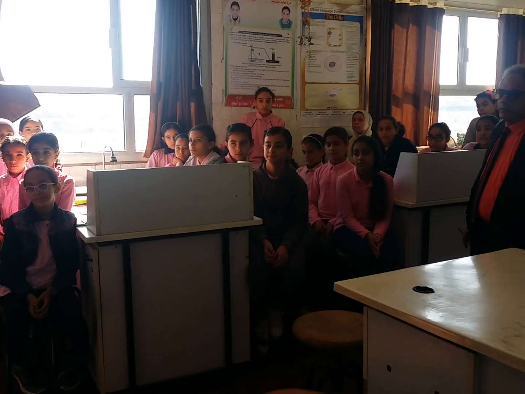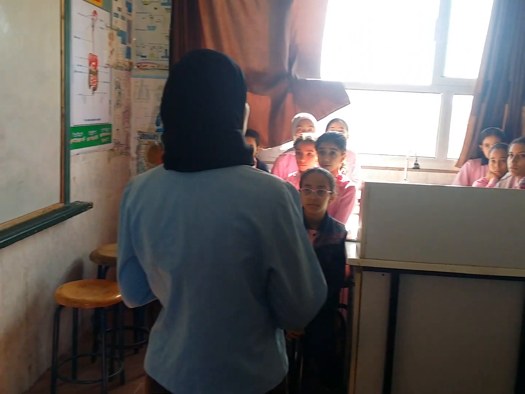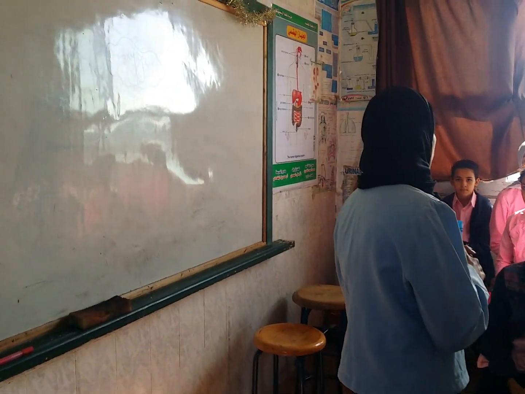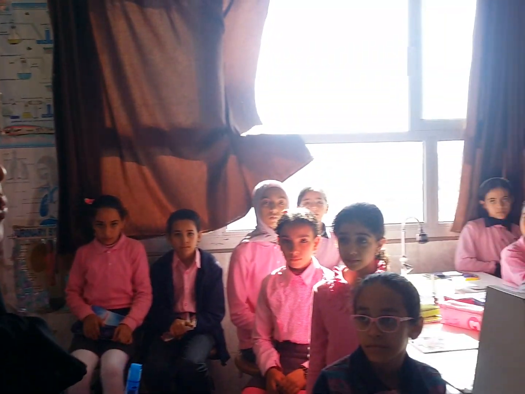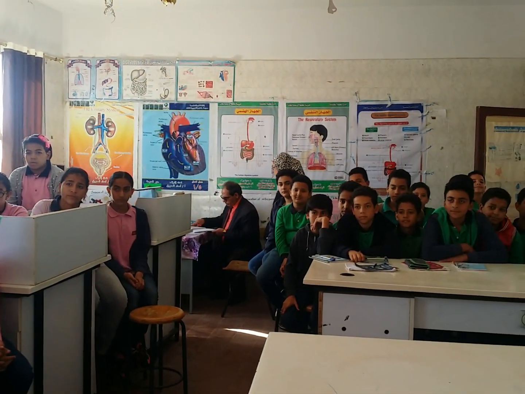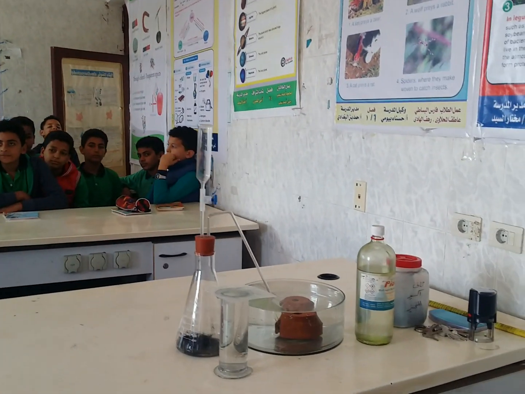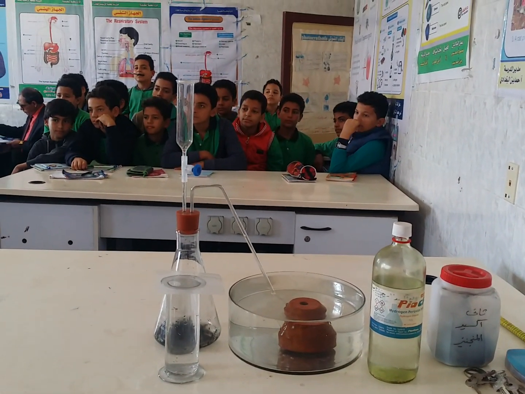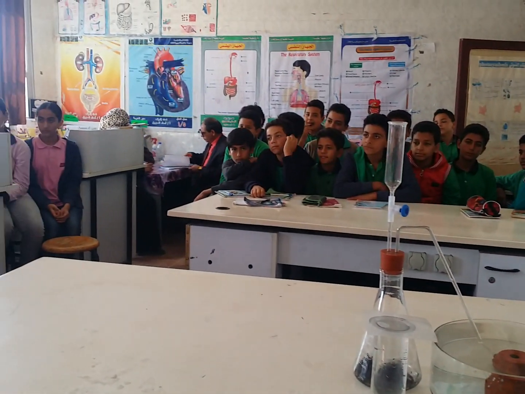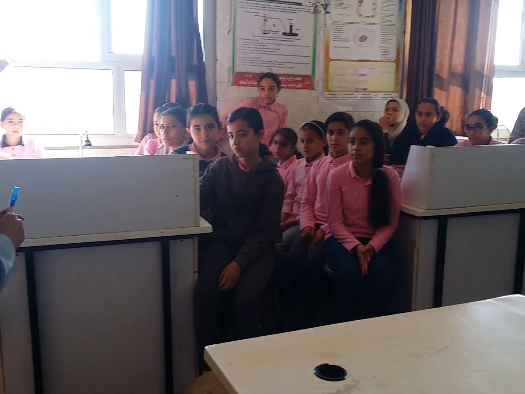Like oxygen, nitrogen, carbon dioxide, a variable amount of water vapor, and other gases: helium, neon, argon, krypton, xenon, radon, and so on. Oxygen, our subject today. What is the amount of oxygen in the atmosphere? 21%. Yes, 21. Do you know why the amount of oxygen is 21?